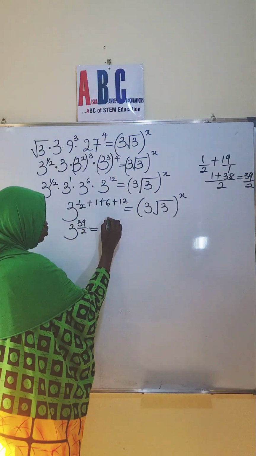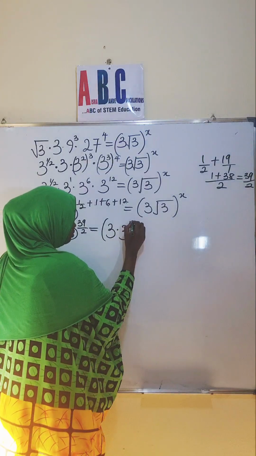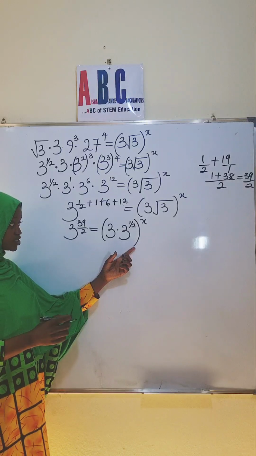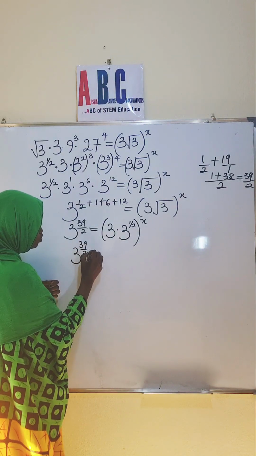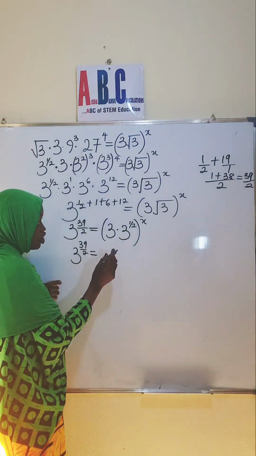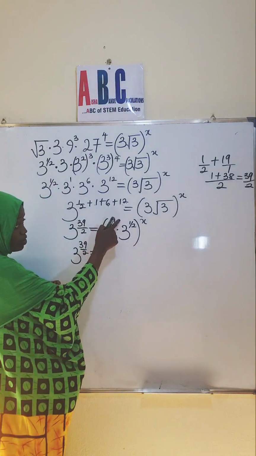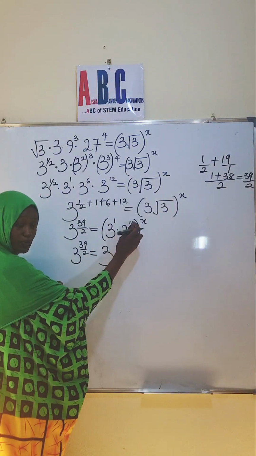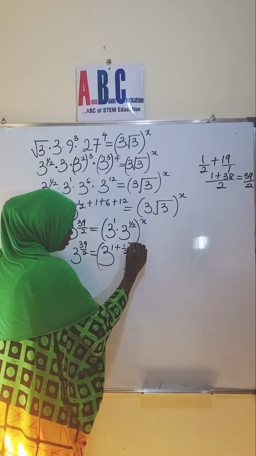This is equal to, now we have 3 multiplied by this root of 3 is the same as saying 3 to the power of 1 over 2 all to the power of x. Hope you understand up to this point. So now this becomes 3 to the power of 39 over 2 is equal to, now look at this. The bases are equal, so we pick one of them. But you see this 3 here is the same as 3 to the power of 1, right? So we pick one of the base, and what do we do to the power? We add the powers. So this becomes 1 plus 1 over 2 all to the power of x.